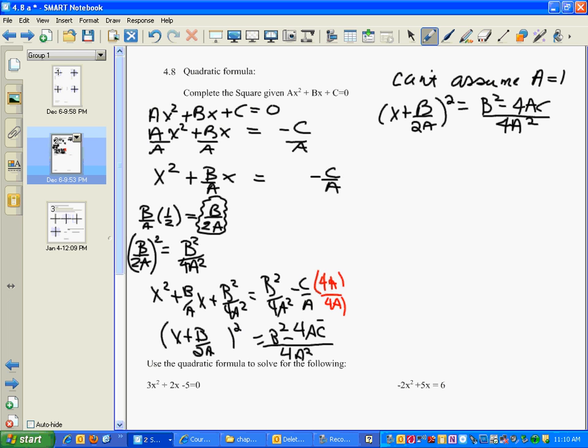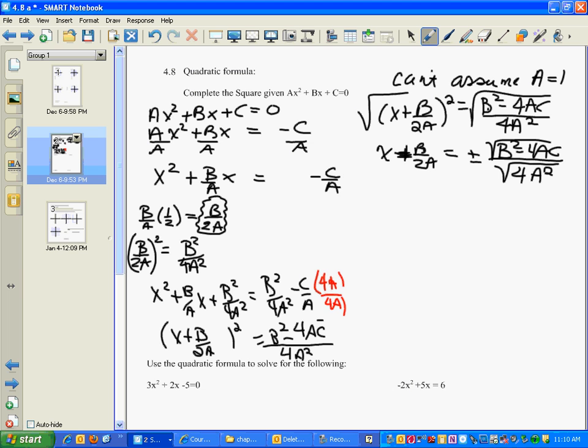What is my next process that I need to do? How would I simplify? Square root both sides. x plus b over 2a equals what? You can never take the square root of individual terms. It's the square root of a numerator or a denominator. So what would I write? Square root of b squared minus 4ac over, I'm going to do this, the square root of 4a squared. And don't forget your plus and minus.